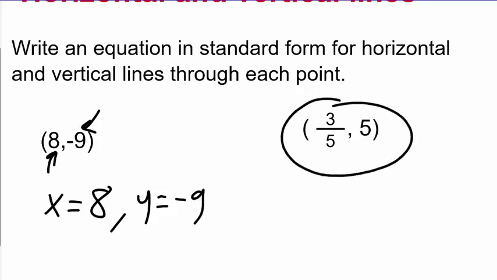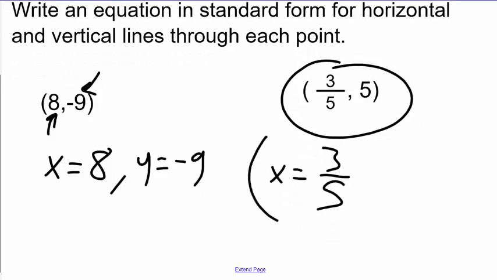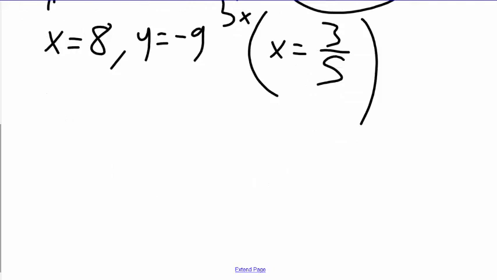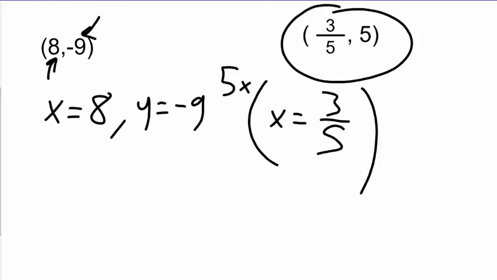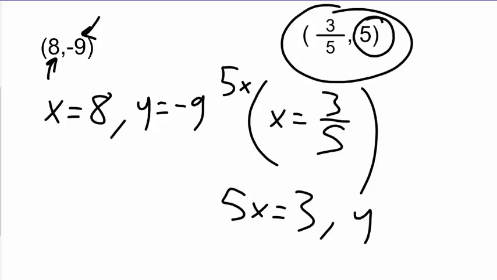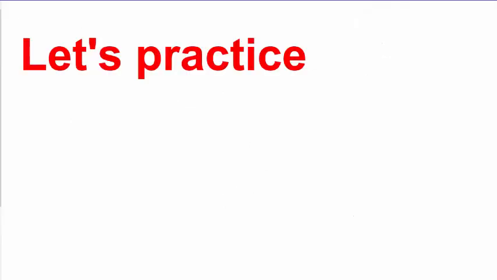But when you have fractions, this is the trick. x equals 3 over 5. Since we have to write that in standard form, we need to make sure we multiply everything by 5. And that will give us 5x equals 3, which is good enough. And that is y equals 5. That's it. Let's practice.